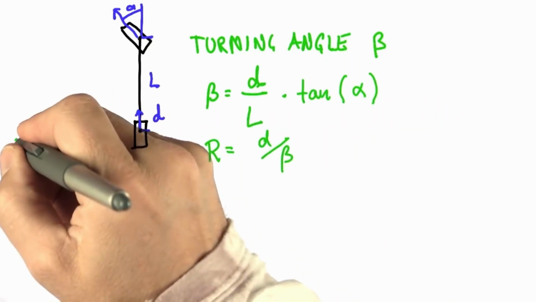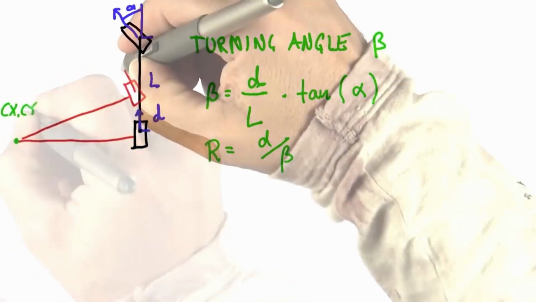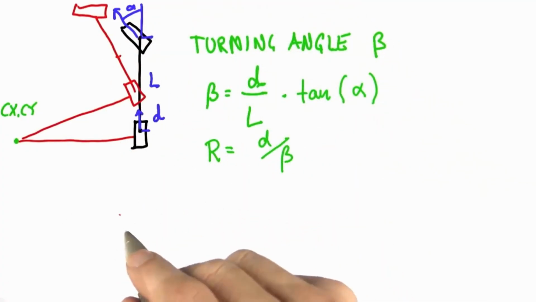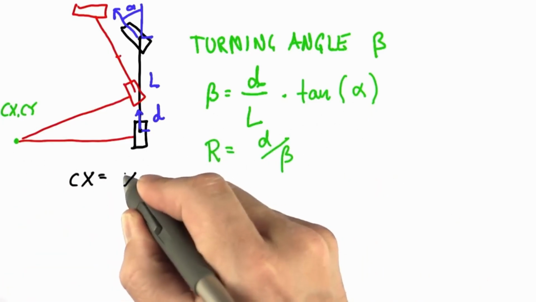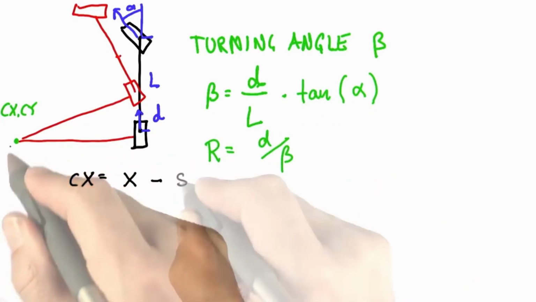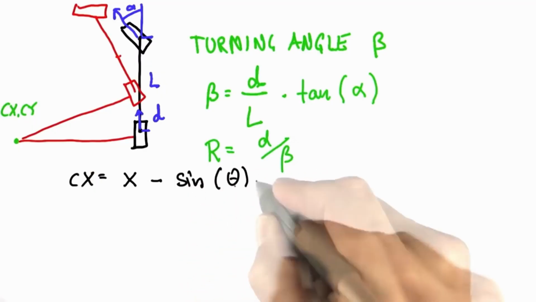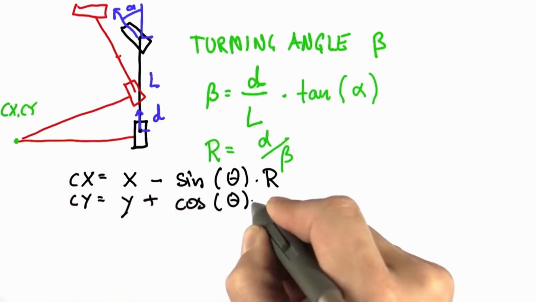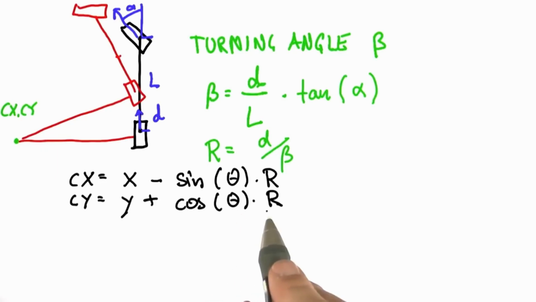This means that the robot is turning around a point over here, call it Cx and Cy, and after the turn, the vehicle is located somewhere over here. In global coordinates, here's the way we describe this. Cx is the x-coordinate of the robot x, minus, now we go to the left, the sine of the robot orientation before motion, times radius r. Similarly, Cy is this expression over here, y plus cosine of the orientation times r.